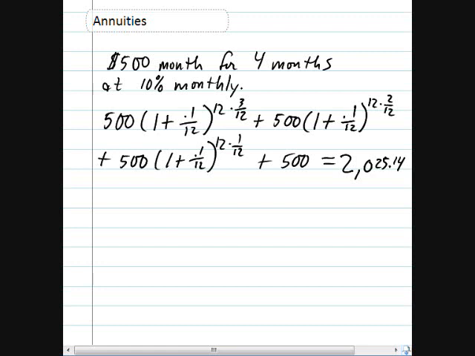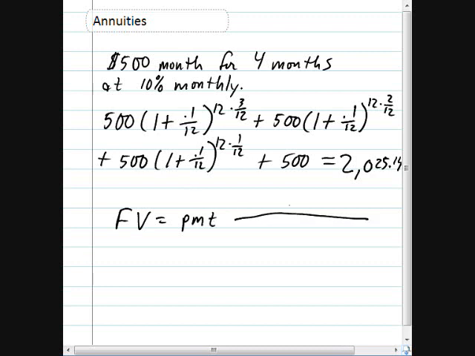If you look in your textbook, there's a description of the derivation of this formula, but for this video we're just going to provide the formula. The formula is that the future value of an ordinary annuity can be found by taking the payment size times 1 plus r over m raised to the m times t minus 1 all over r over m.